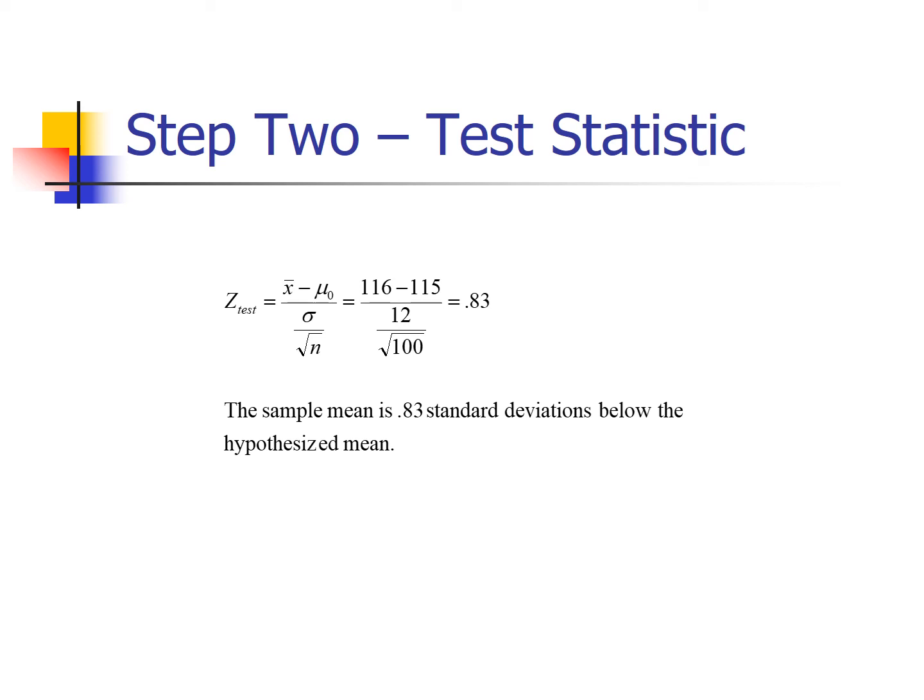So what does that mean? It means that the sample mean is 0.83 standard deviations, I'm sorry, that's some bad cut and pasting. The sample mean is 0.83 standard deviations above the hypothesized mean. Sorry about that. Above because it's a positive number.